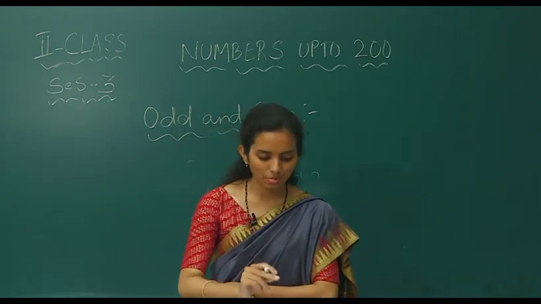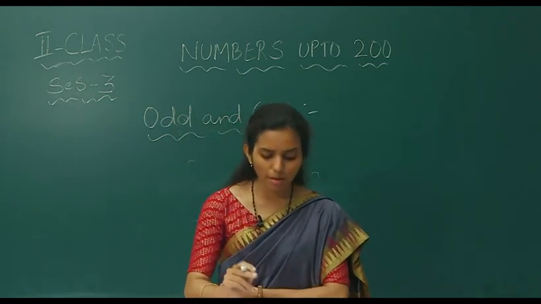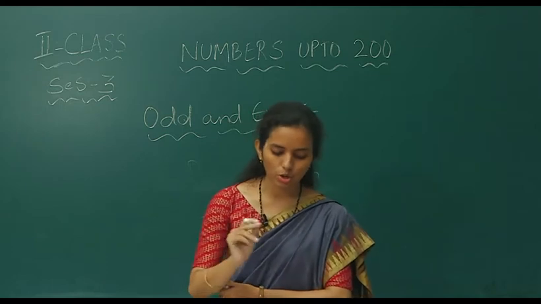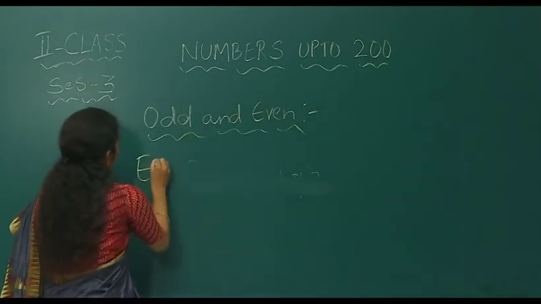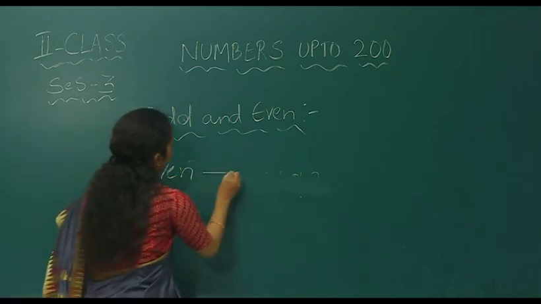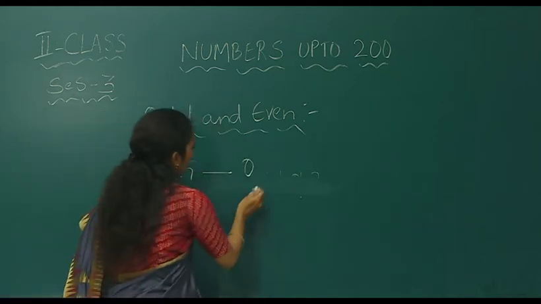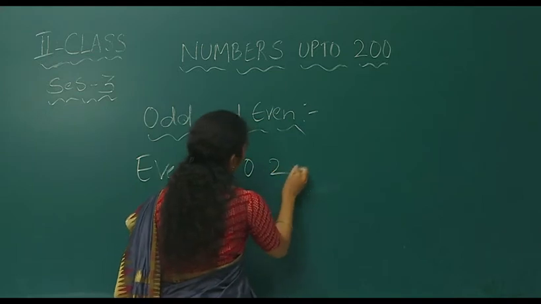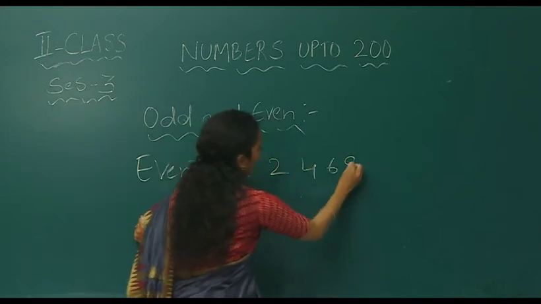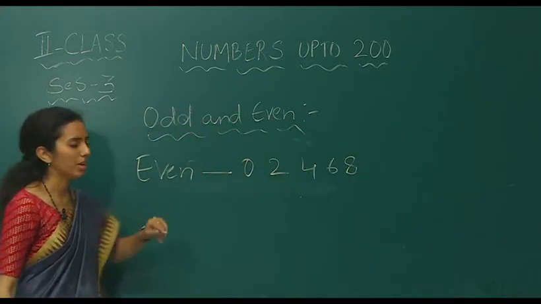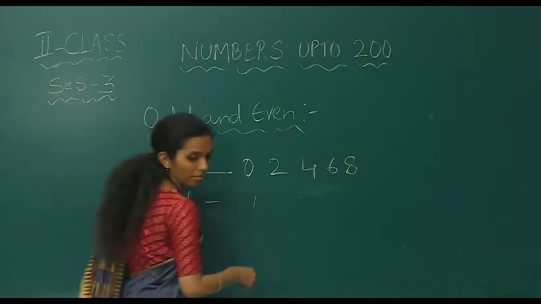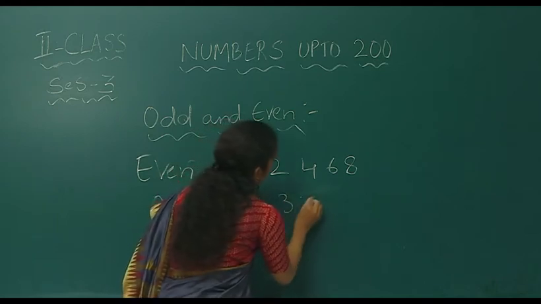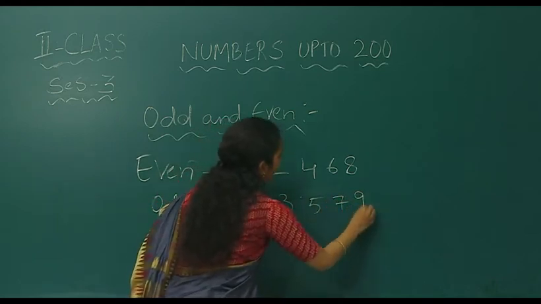In the textbook, even numbers have digits 0, 2, 4, 6 and 8. So what is he telling us? Very simple thing is, even numbers will have 0, 2, 4, 6, 8 in the last place, and odd numbers will have 1, 3, 5, 7 and 9.